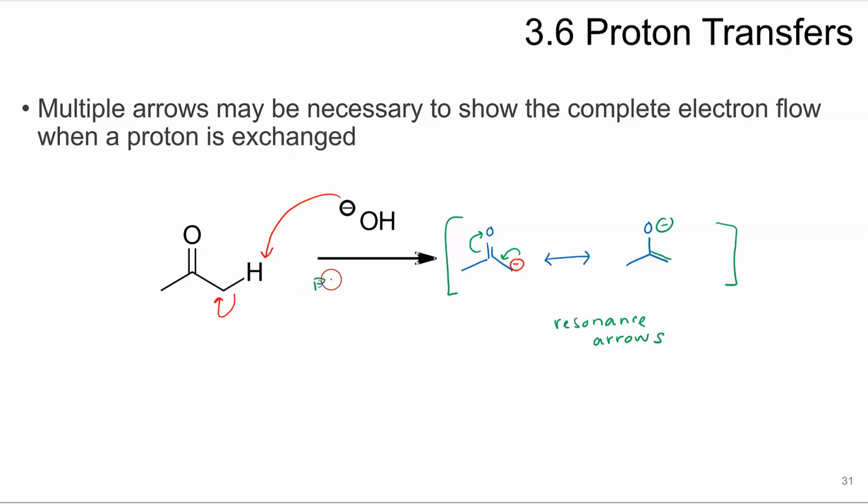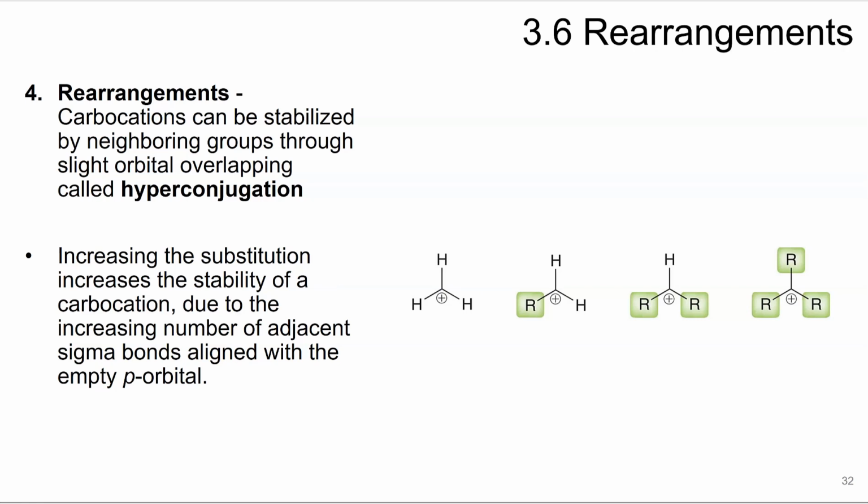So this step is the proton transfer. That can be abbreviated plus or minus H, or PT for proton transfer. In rearrangements, carbocations can be stabilized by neighboring groups. Increasing the substitution increases the stability of a carbocation.